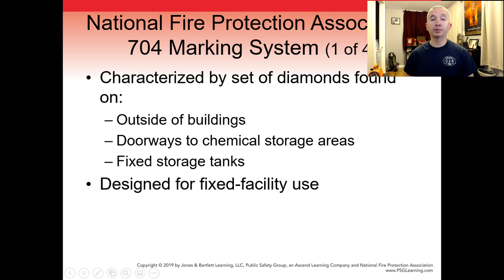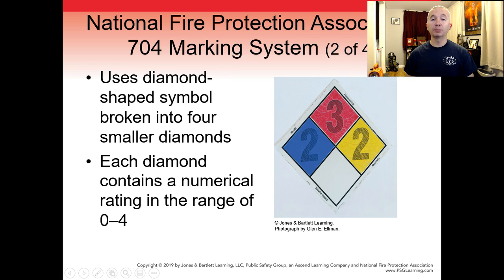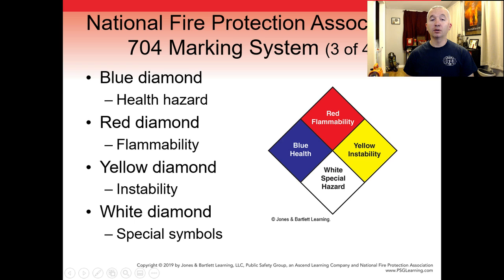The National Fire Protection Association 704 marking system is characterized by a set of diamonds found on the outside of buildings, doorways to chemical storage areas, and fixed storage tanks, and is designed for fixed facility use only. It uses a diamond-shaped symbol broken into four smaller diamonds. Each diamond contains a numerical rating in the range of 0 to 4. The blue diamond at the 9 o'clock position indicates health hazard. The red diamond at the 12 o'clock position indicates flammability. The yellow diamond at the 3 o'clock position indicates instability. And the white diamond at the bottom position has no number rating but contains only special symbols.